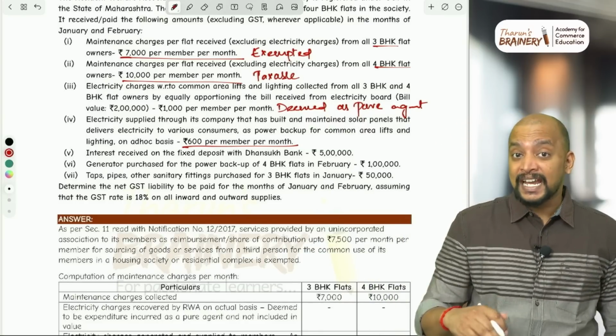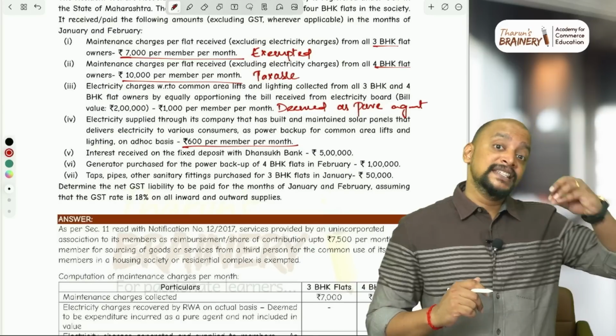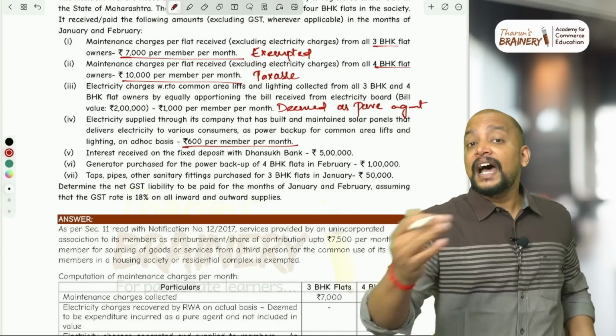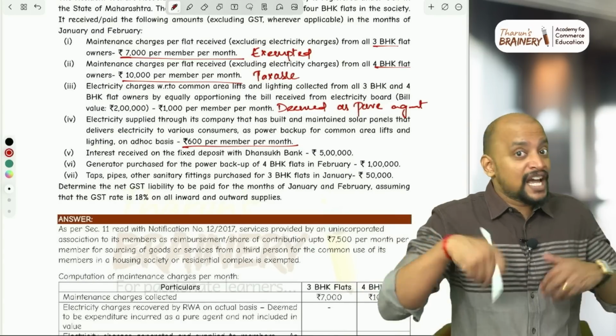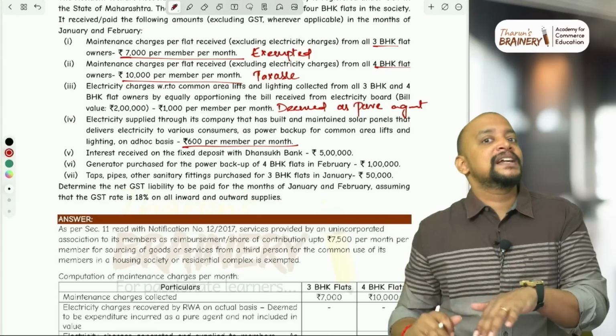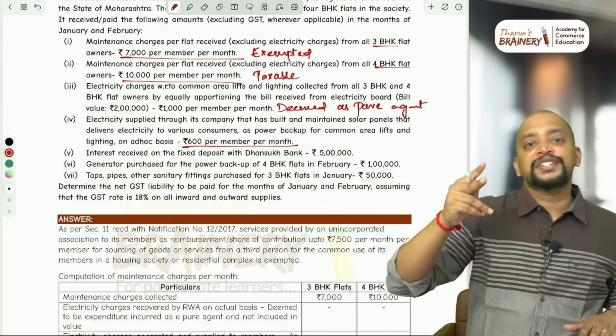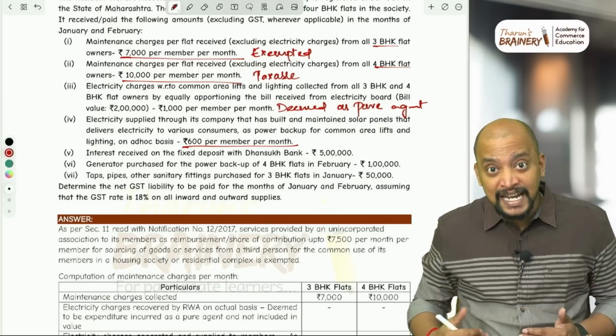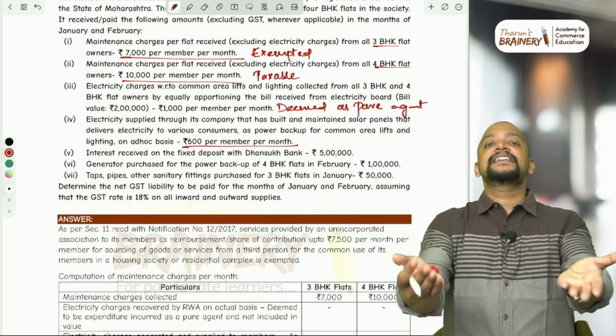In the previous case, they are not providing electricity. They paid the electricity charges and they recovered it from the members. So they are not providing electricity. That will not come under electricity charges. That will come under part of maintenance charges, but deemed to be pure agent, it will not be included in value. But in this next case, they themselves are providing exempted services.